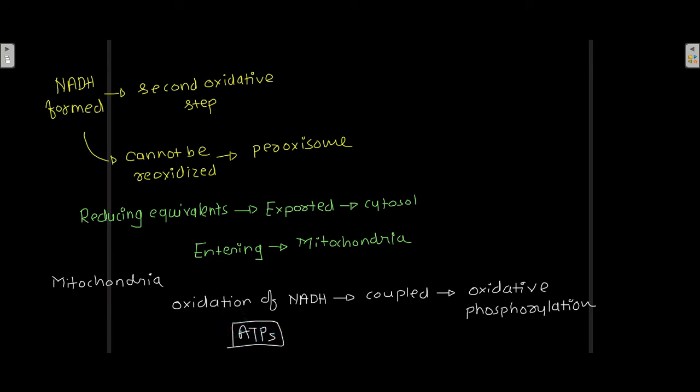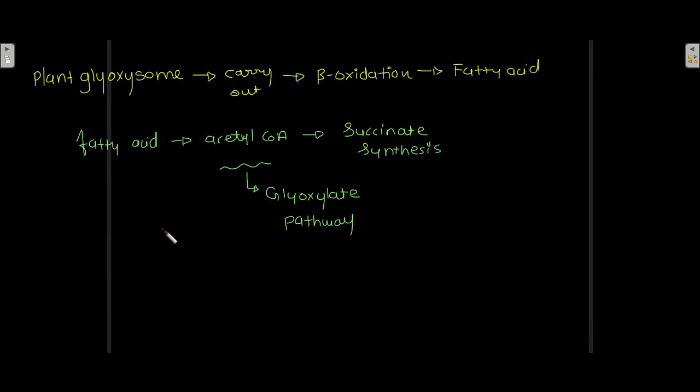Now this plant glyoxysome is a special type of peroxisome, and this plant glyoxysome carries out beta oxidation of fatty acids. Now, the beta oxidation of fatty acid in plant glyoxysomes results in the formation of acetyl coenzyme A. In plant glyoxysome, the fatty acid is converted into acetyl coenzyme A, which is then used for the succinate synthesis. And acetyl coenzyme A is converted into succinate via the glyoxylate pathway.